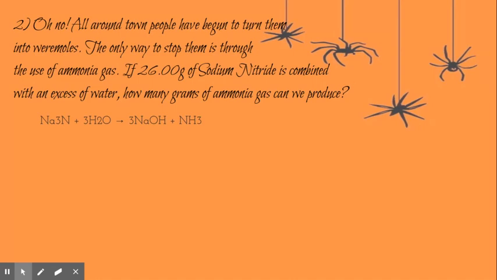Okay, problem 2. All around town, people have begun to turn into weremoles. The only thing to stop them is through the use of ammonia gas. So if we have 26.0 grams of sodium nitrate and we have an excess of water, how many grams of ammonia gas can we produce?